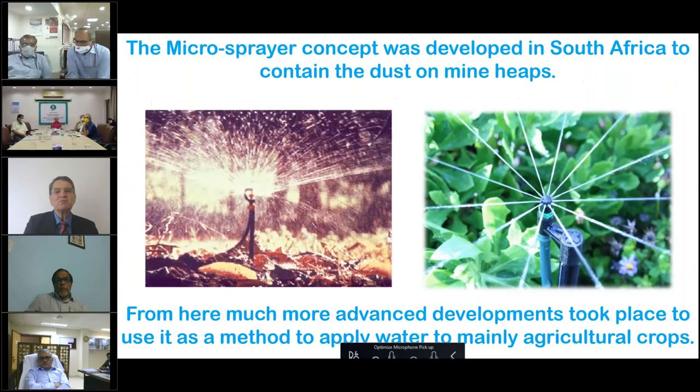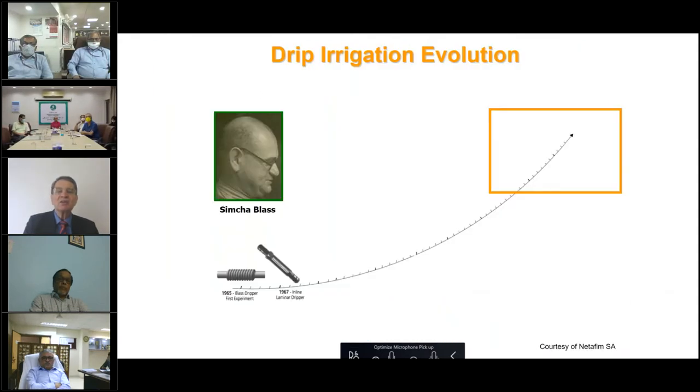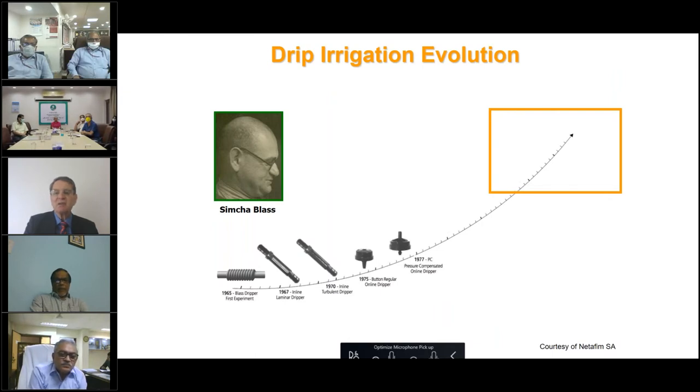And the micro sprayer, interesting enough, concept was developed in South Africa, my home country, and not to irrigate crops, but to contain the dust on the mine heaps. And from here, from the drip, from the micro sprayers, more advanced developments took place to use it as a method to apply water to mainly agricultural crops. So a lot of work has been done by researchers, by innovators.